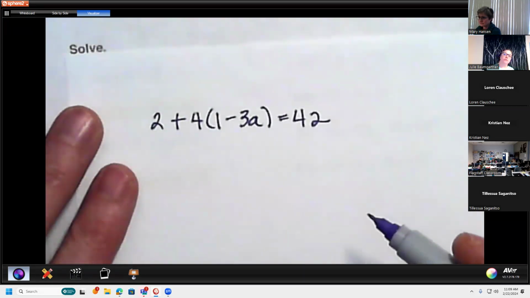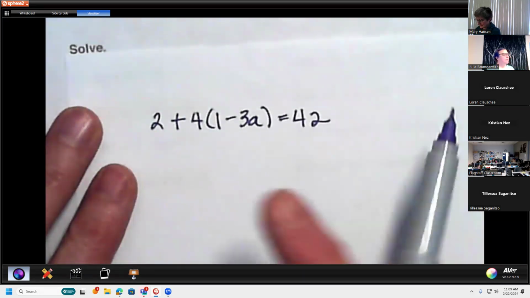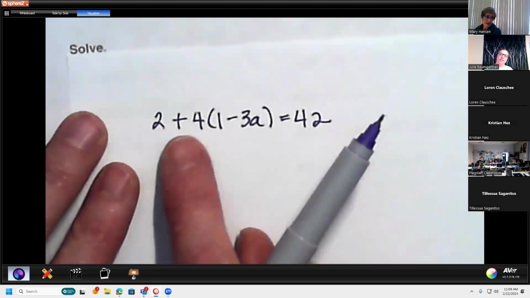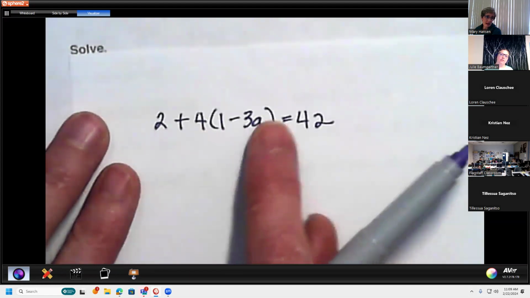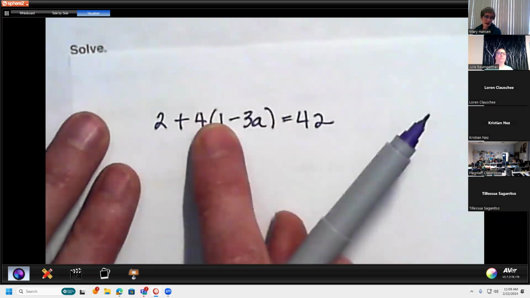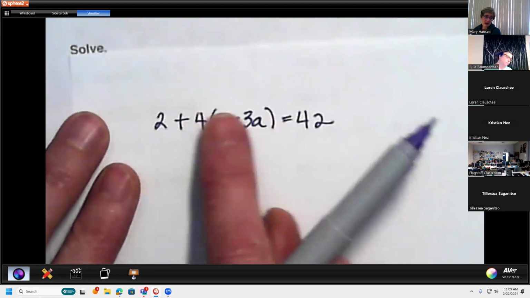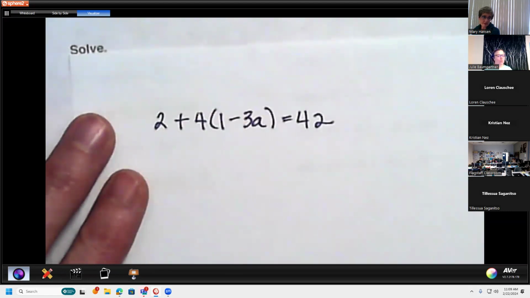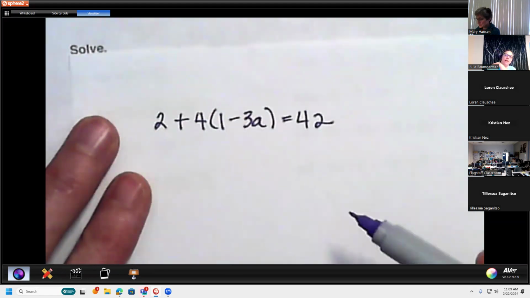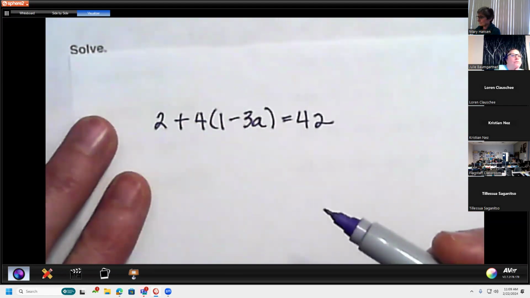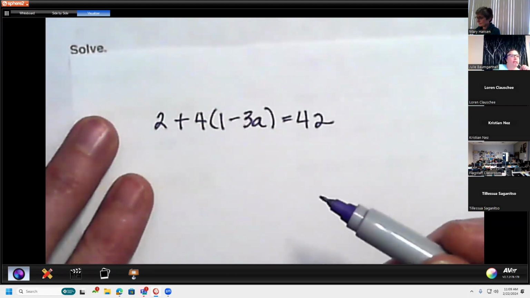2 plus 4? No. We can't do 2 plus 4 because our order of operations says we would have to do what's in the parentheses and then multiply. And the last thing we would do is take all that and add 2. So we can't add 2 plus 4 because it's being multiplied by these other things. Any other thoughts? It's all right.